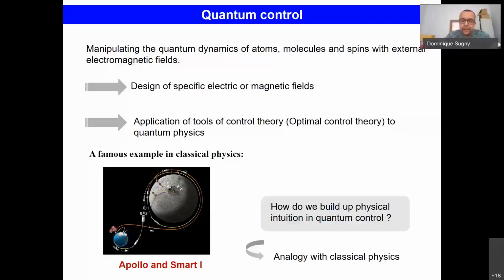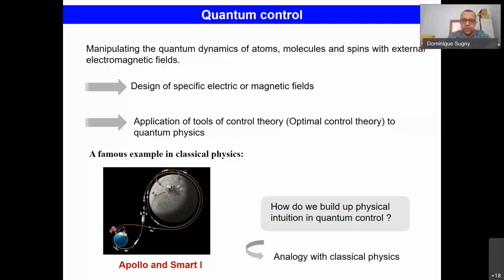And so today I will try to show you on one specific example that, for that purpose, we can use the analogy with classical physics. By using classical physics, we can build up this intuition, and so we can understand the mechanisms that, at least for one example, quantum control uses.